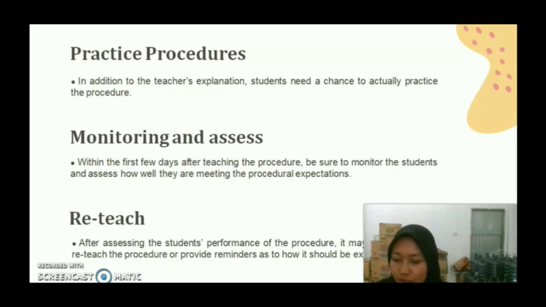Next, about monitor and assess. Within the first few days after teaching a procedure, be sure to monitor the students and assess how well they are meeting the procedural expectations. Implement a class-wide motivation system like fill in the blank, 100 squares, or marble jar to reinforce your procedure. The last is about reteach. After assessing the students' performance of the procedure, it may be necessary to reteach the procedure or provide reminders as to how it should be executed properly.